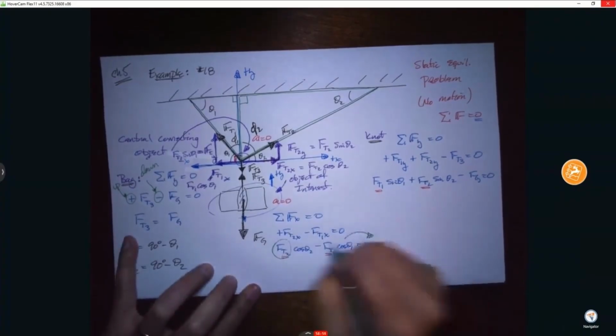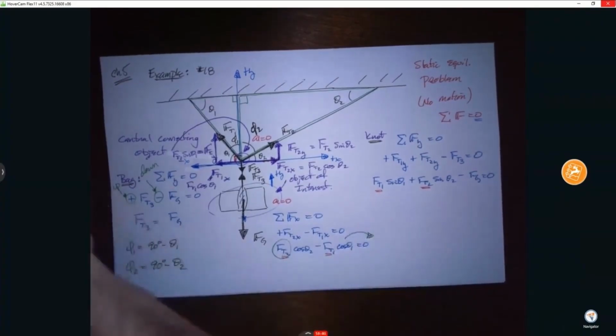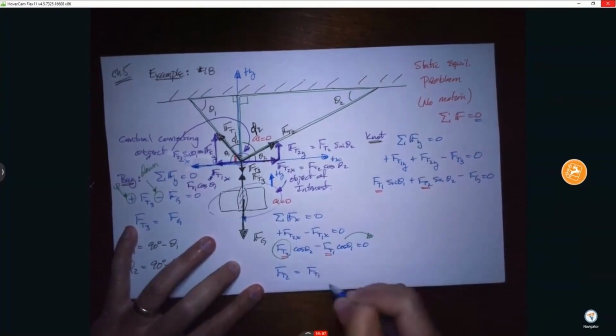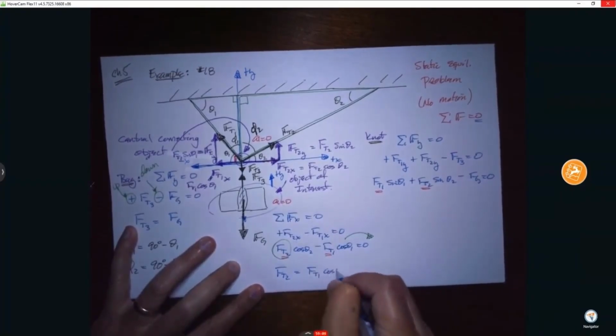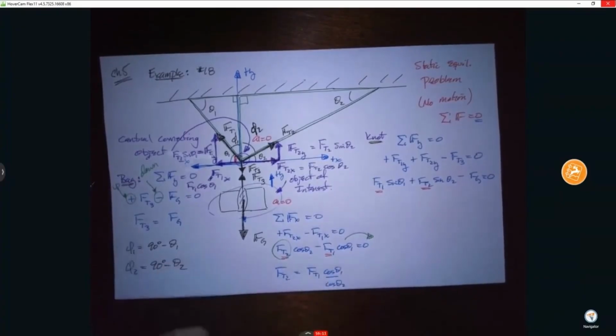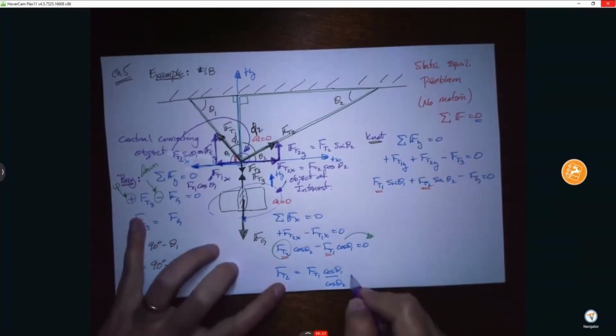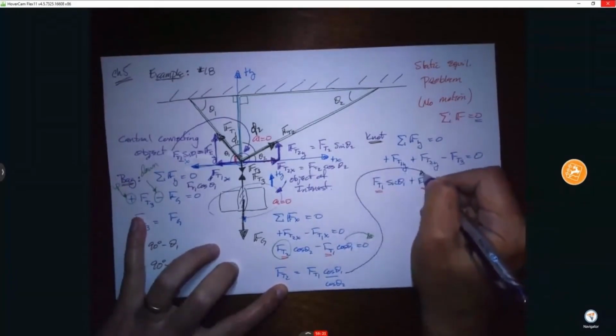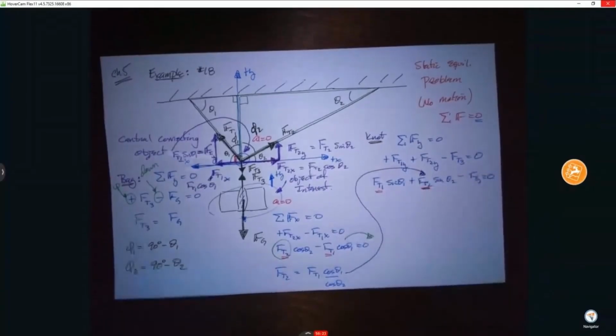So I'm going to move this to the other side and then divide. What we get is that force tension 2 equals force tension 1 cosine of theta 1 divided by the cosine of theta 2. Then I will take this result and plug it into this equation here to get an equation only in force tension 1.